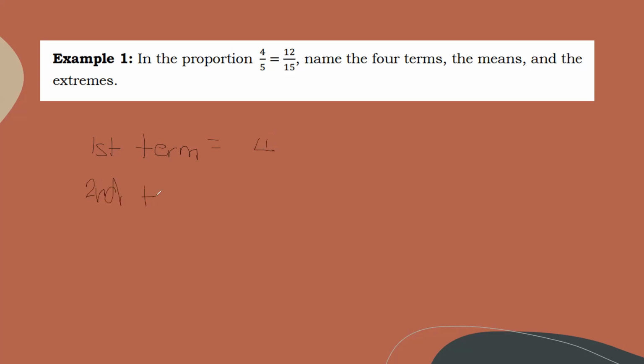5. Correct. Our second term is 5. How about our third term? 12. That will be 12. That's correct. It's 12. And our fourth term is 15. Correct.